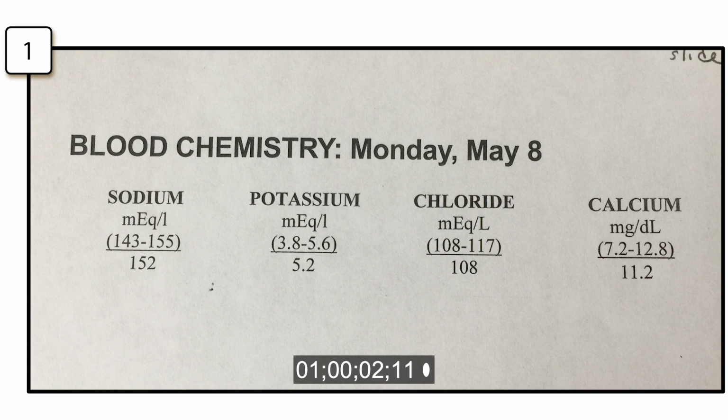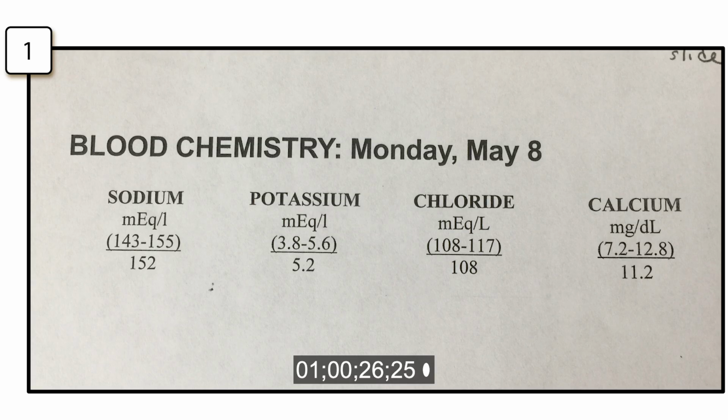Beginning with the serum chemistry values for the 4 main ions important for biological excitability, we have a panel that shows you the normal values for sodium, potassium, chloride, and calcium. These are the 4 ions we'll work with as we describe membrane potential and excitability.